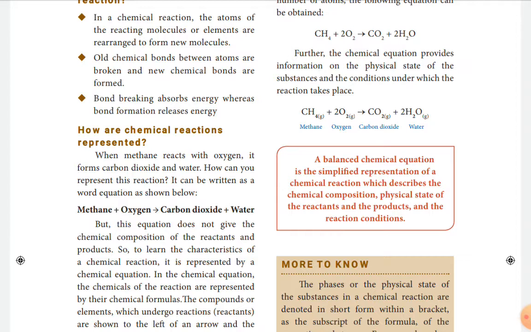So from a chemical reaction, we come to know the physical state of the substances taking part in the reaction and the products, and the conditions under which the reaction takes place. Chemical reactions are also denoted using physical states: the symbol S for solid, L for liquid, G for gas, AQ for aqueous solution, that is, solution in water.